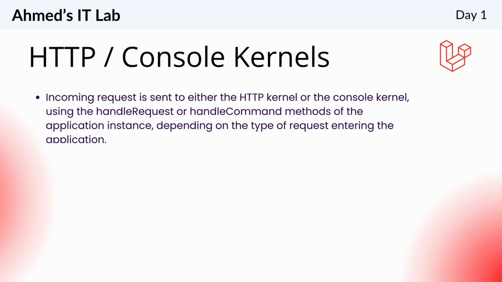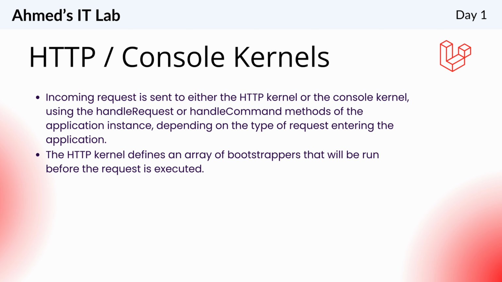Depending on the type of request entering the application, these two kernels serve as the central location through which all requests flow. For now, the HTTP kernel defines an array of bootstrappers that will be run before the request is executed. These bootstrappers configure error handling, configure logging, detect the application environment, and perform other tasks that need to be done before the request is actually handled. Typically, these classes handle internal Laravel configuration that you do not need to worry about.